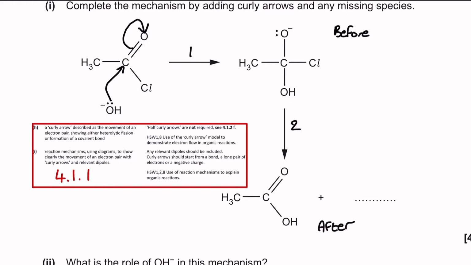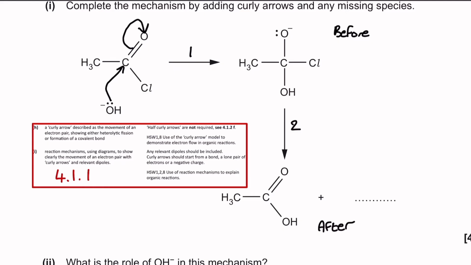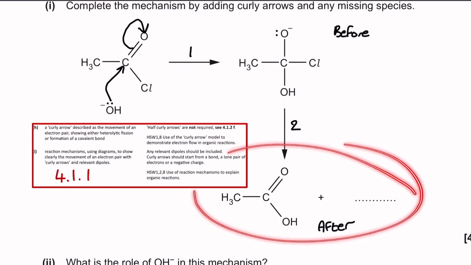There we are. So moving on to stage 2, and once again we need to box off the stages and concentrate on how we add the curly arrows to the intermediate to get to the final products. So we need to focus on how we're adding curly arrows here to demonstrate the movement of the electron pairs to create the products down there.